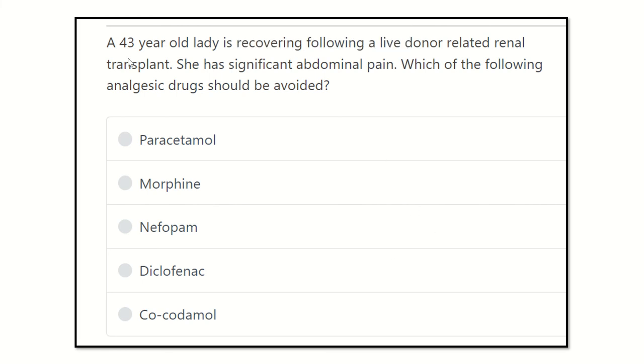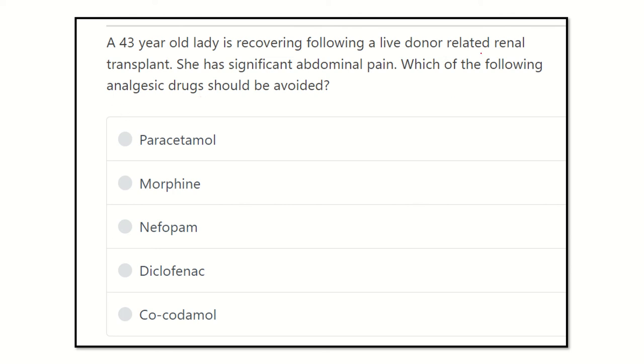So here is the question: a 43 years old lady is recovering following a live donor related renal transplant. She has significant abdominal pain. Which of the following analgesic drugs should be avoided?